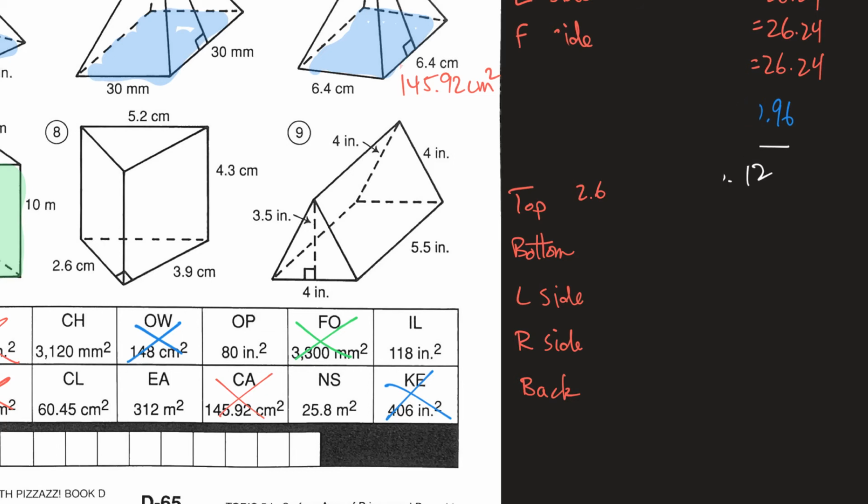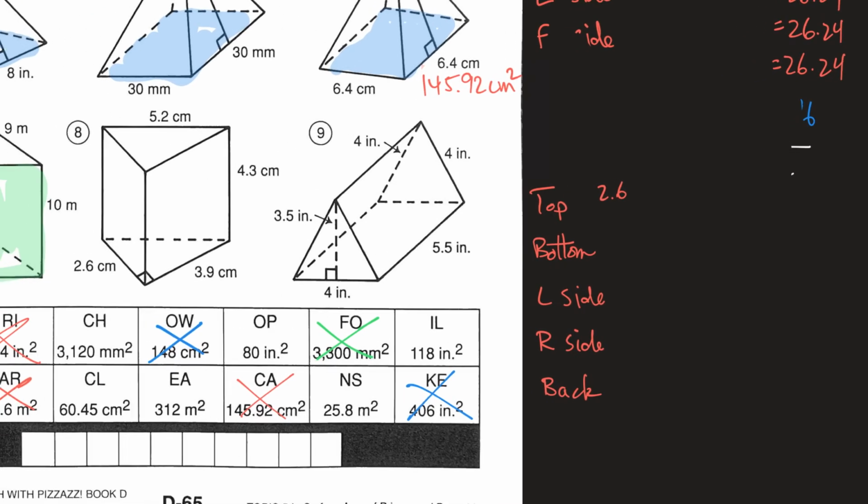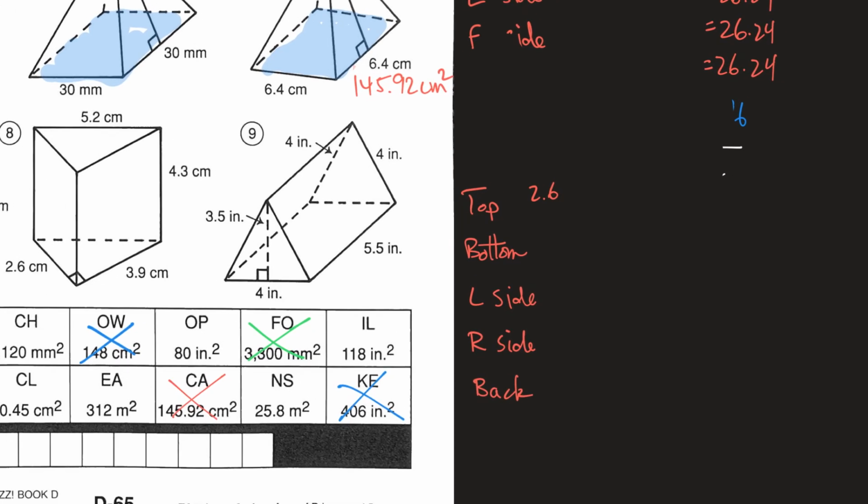And let's get this going too. Okay. So the top is, like I said, 2.6 times 3.9 divided by 2. Well, let's see what that is. 2.6 times 3.9 is that, divided by 2 is 5.07. 5.07. Top and bottom are going to have the same area.